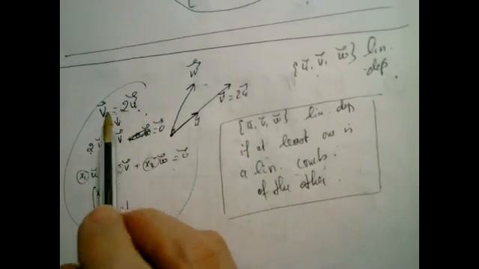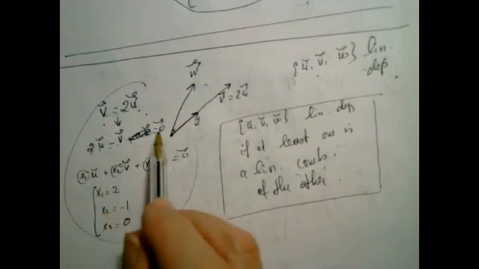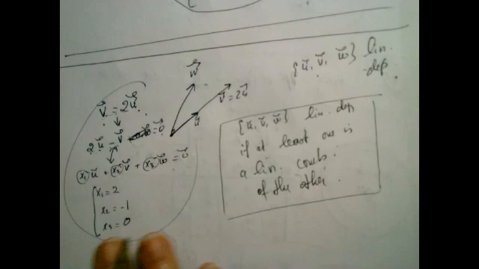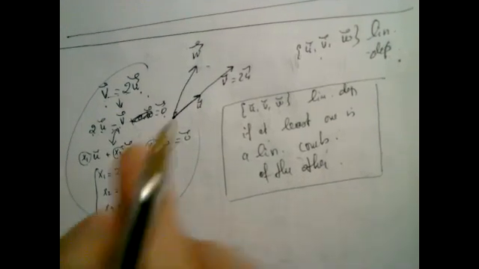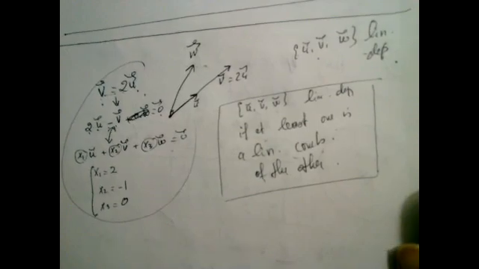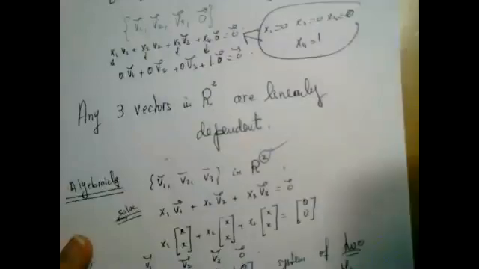V is 2u. It means 2u minus V equal to 0. I'm trying to rewrite this in this particular scenario. I'm sorry, my computer's frozen. Let's throw this away.